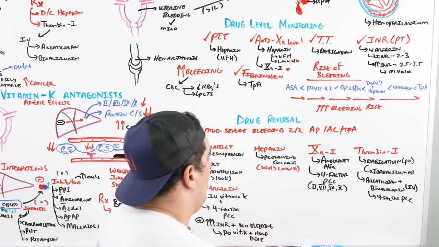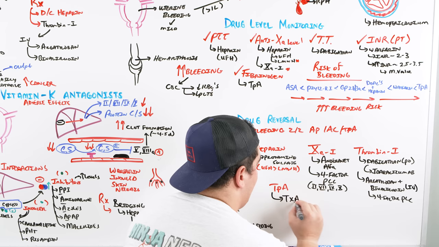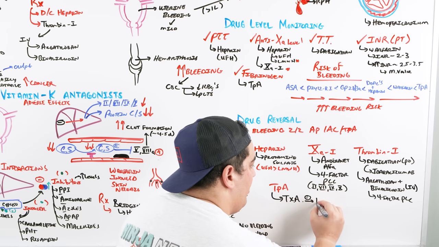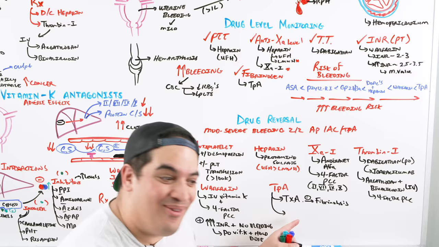The last one is TPA, my friends. For TPA, the reversal agent in this particular situation is TXA, tranexamic acid. Tranexamic acid works specifically to inhibit fibrinolysis, so it's going to inhibit any further fibrinolysis. But the other problem here is that you need to give them fibrinogen, because TPA can also break down fibrinogen. So I want to give them back some of the fibrinogen.